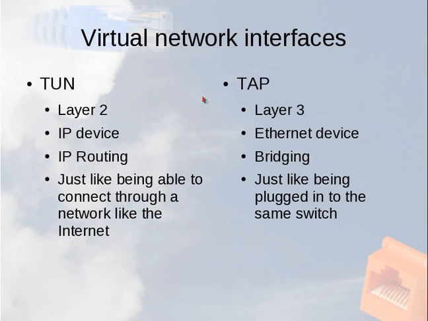So when you run OpenVPN, basically what it gives you is a virtual network interface on the local side and on the remote side. And this virtual network interface can either be a tun device or a tap device. I say tun, but it's short for tunnel. Tap is short for Ethernet tap. So a tunnel gives you IP connectivity.